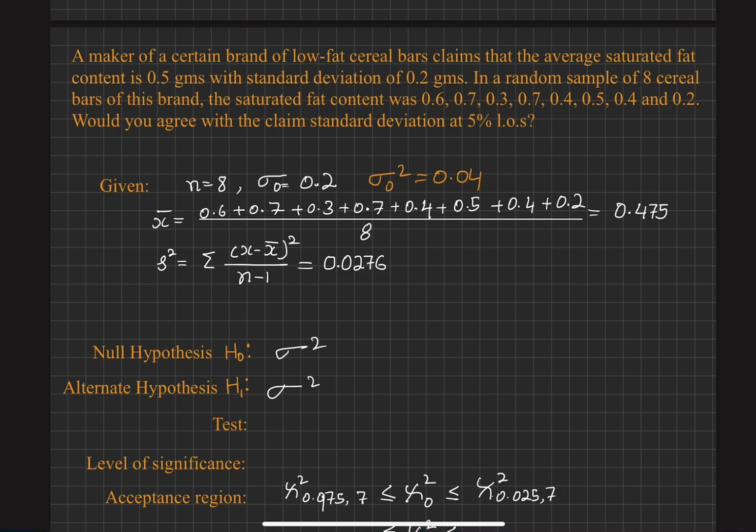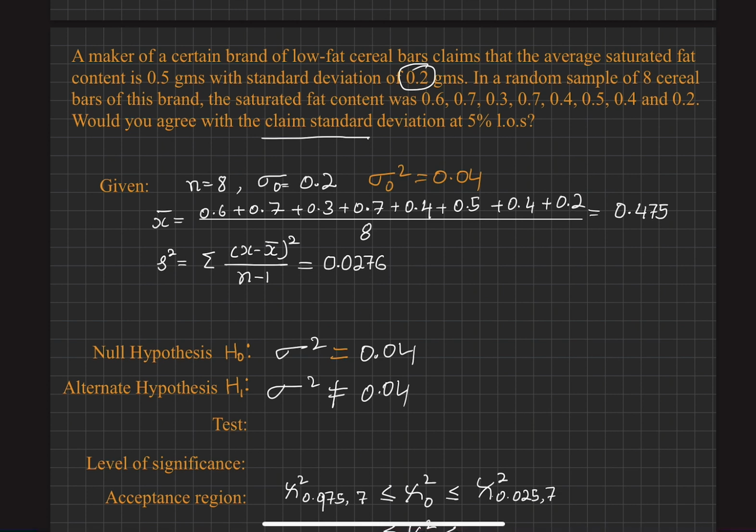Now let us go for solving the problem step by step. Let us consider the null hypothesis first. Here, null hypothesis: sigma square is equal to sigma naught square. Sigma naught square is 0.04, and the alternate hypothesis is again with respect to 0.04 only. Here his claim is standard deviation is 0.2. That means his claim will be wrong if standard deviation is less than 0.2 or if standard deviation is greater than 0.2. So here the alternate hypothesis will be sigma square not equal to 0.04.